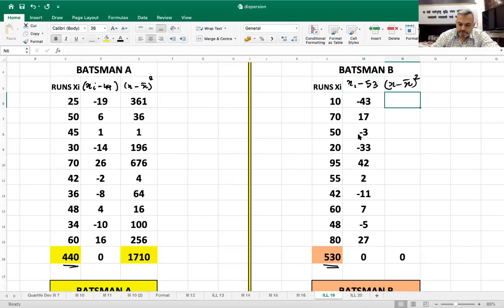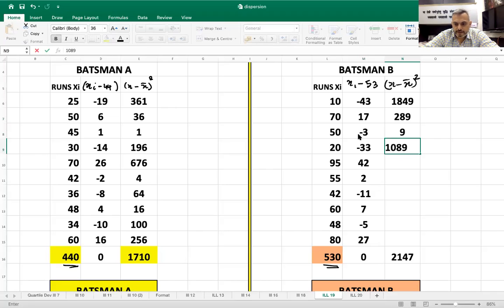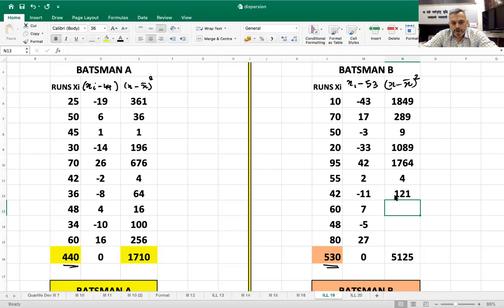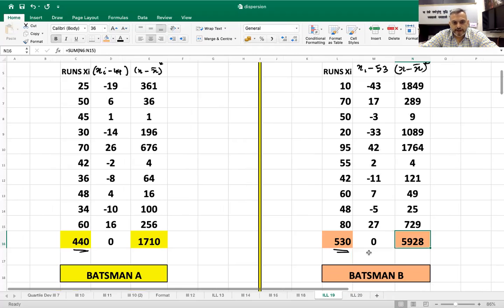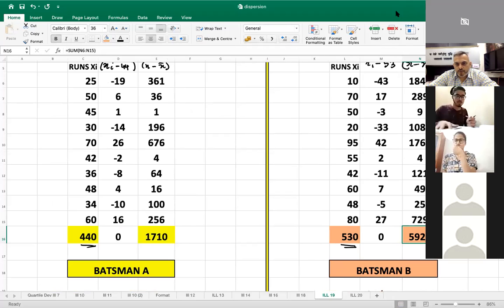Now find the square. Keep calculators with you. 43 square is 1849. 17 square is 289. 3 square is 9. 33 square is 1089. 42 square is 1764. 2 square is 4. 121, 11 square. 49. 25. And 27 square, 729. So 5928 is the total. So we have now all the information. Are you done till now? Should I proceed?